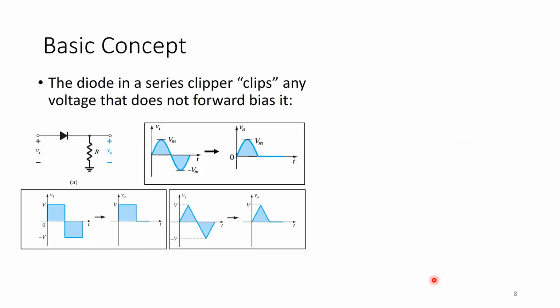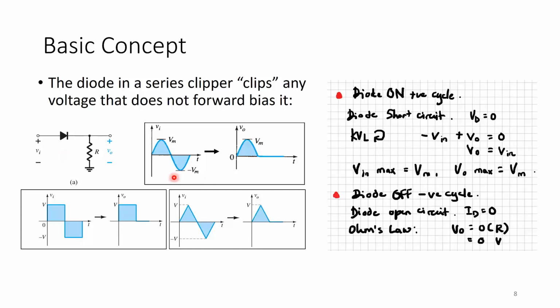Okay, basic concept. Now we're ready to look at the clipper's basic concept. In a series clipper, the diode clips any voltage that does not forward bias it. That's the power of this diode, because it allows current in one direction, when it's forward biased but not reverse biased. That's how it does its clipping action.